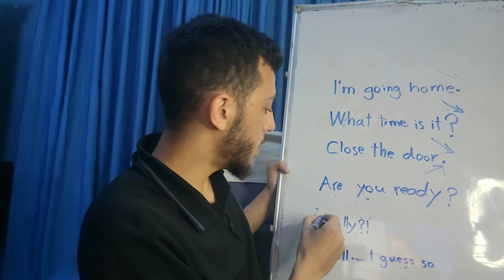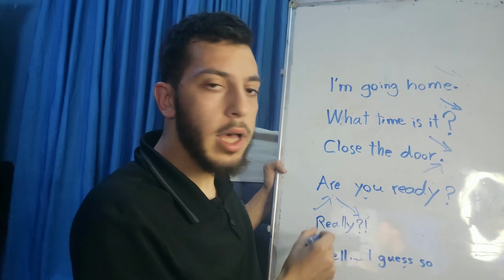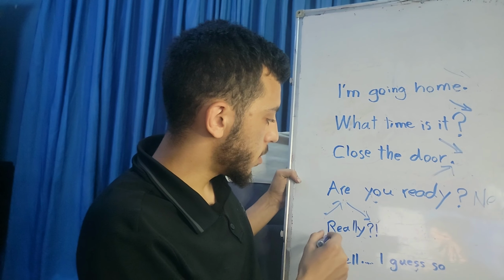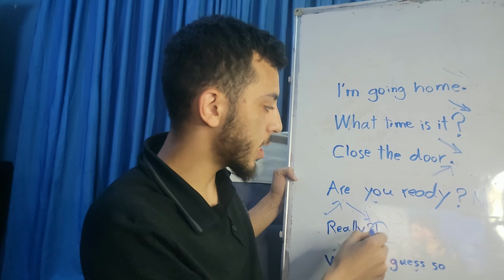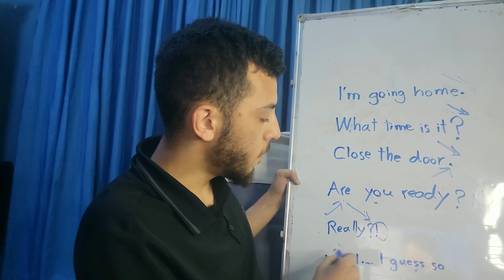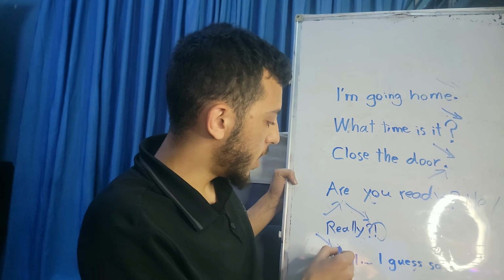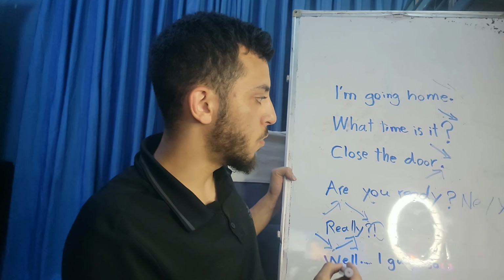And we have here "Really?" In the same word we have a rising and then falling intonation, rise-fall, because it's an exclamation, and because of that we have rise-fall intonation. And the following example is "Well, I guess so." Here we have fall-rise intonation. So that's it for the examples, and let's move on.